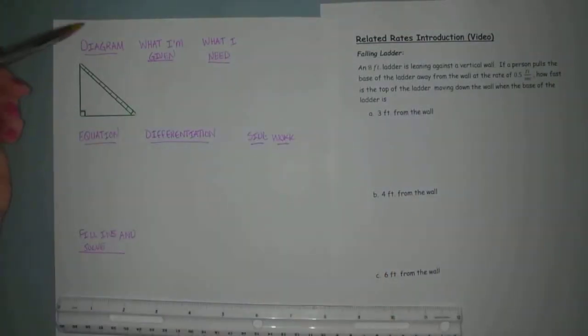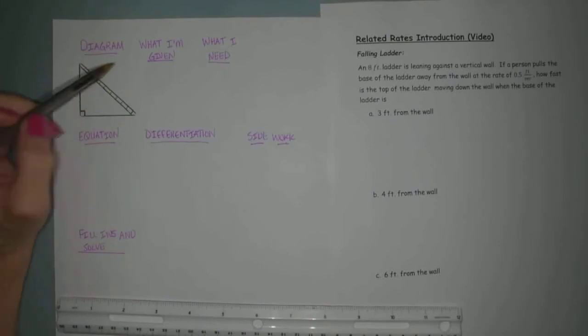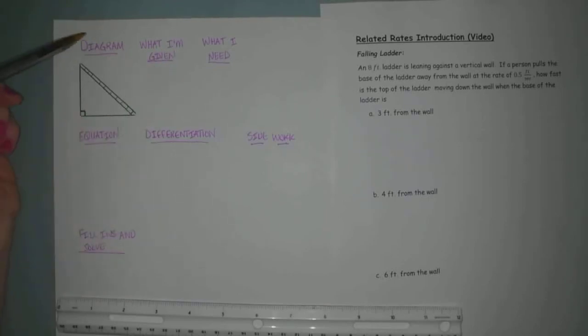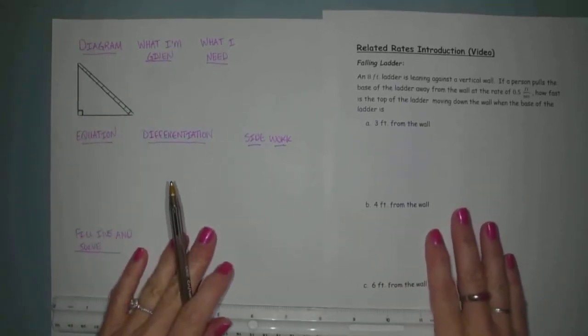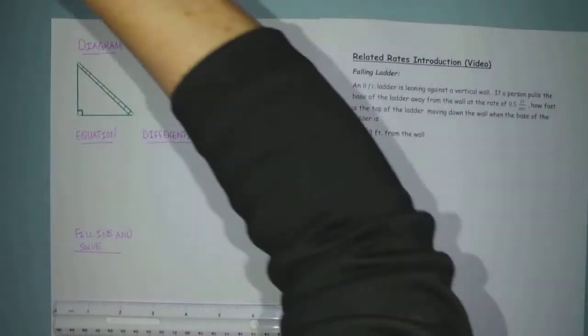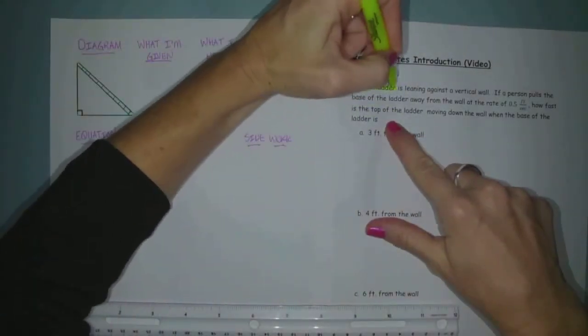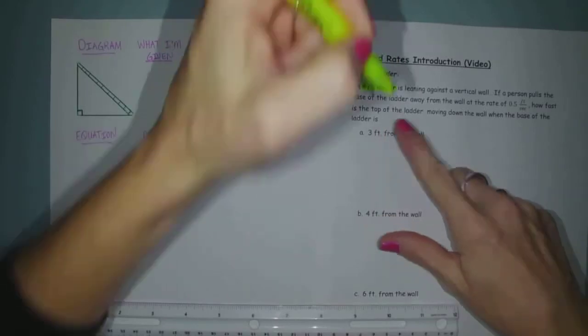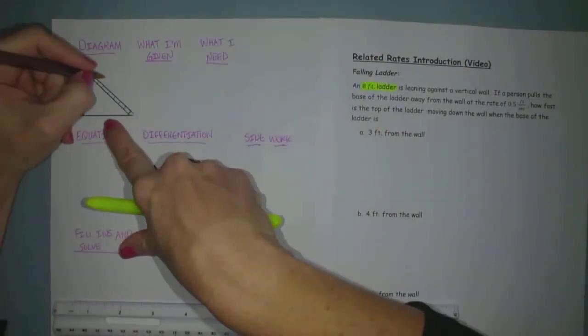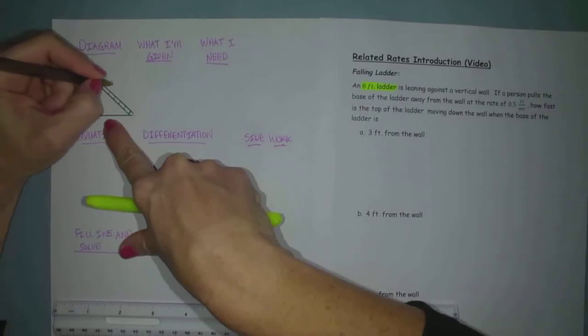Now, given that diagram, I like to kind of couple my diagram with this heading, what I'm given. So let's go back into the reading here. The first thing I'm given is that the ladder itself is 8 feet long. So that's definitely something I can put onto my drawing. So I've got this 8-foot ladder. So I'm going to go ahead and make that 8 feet.